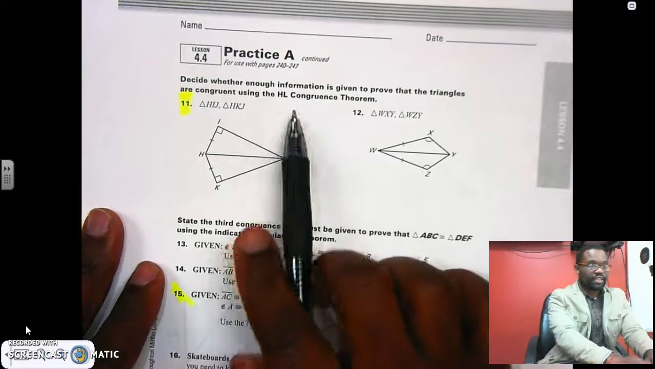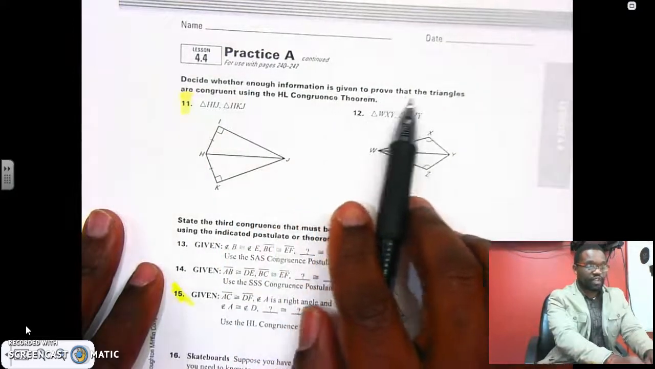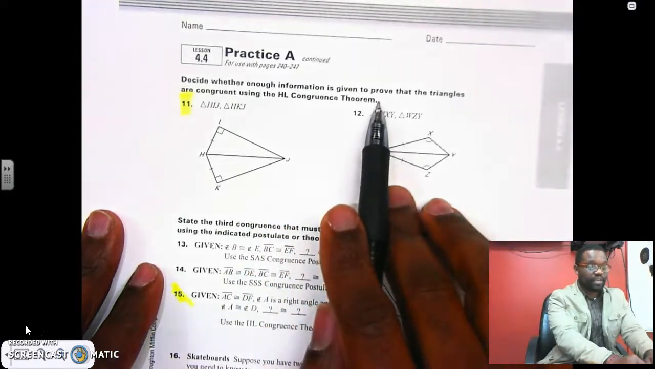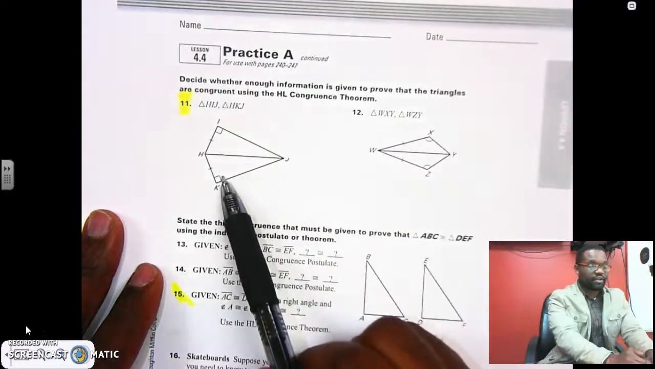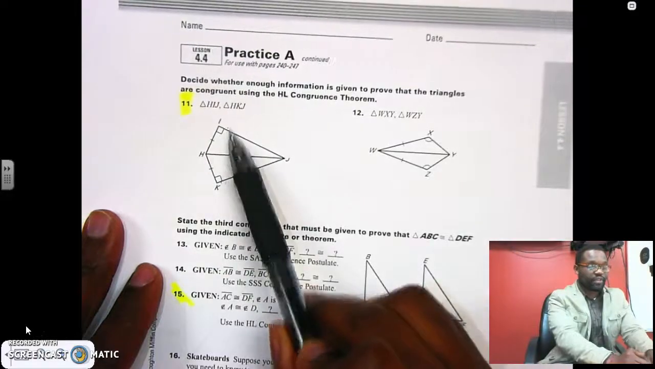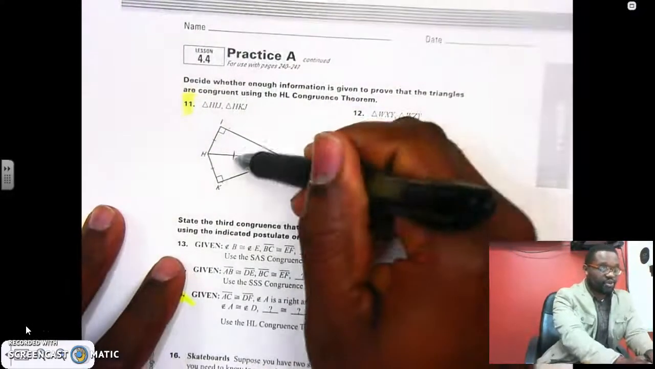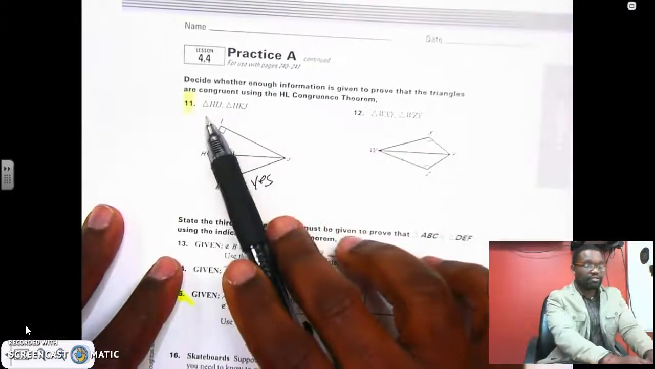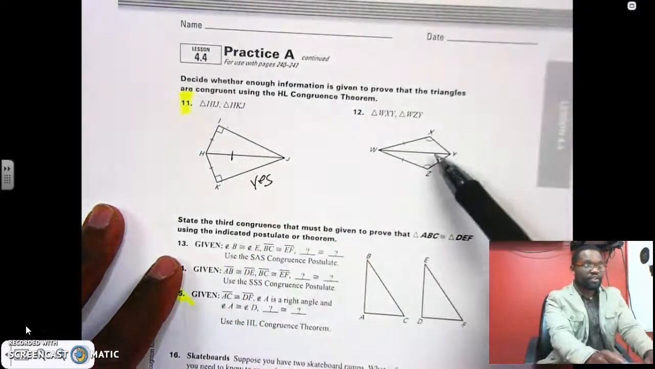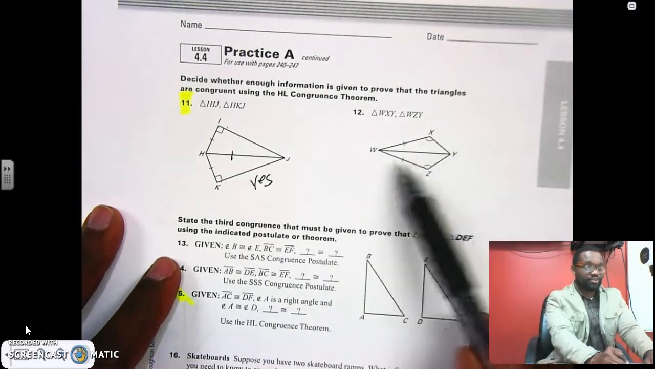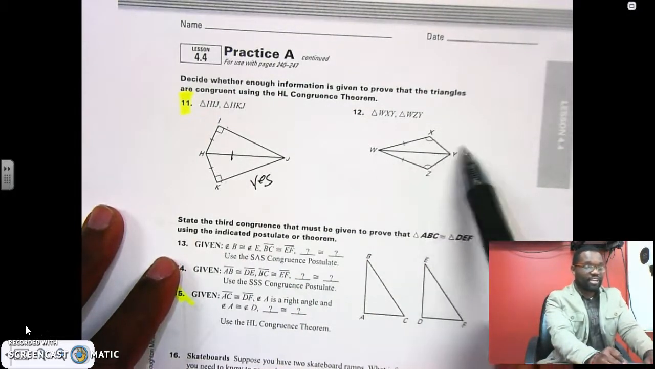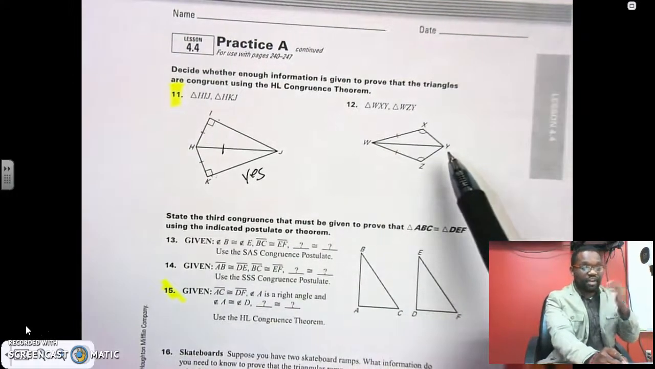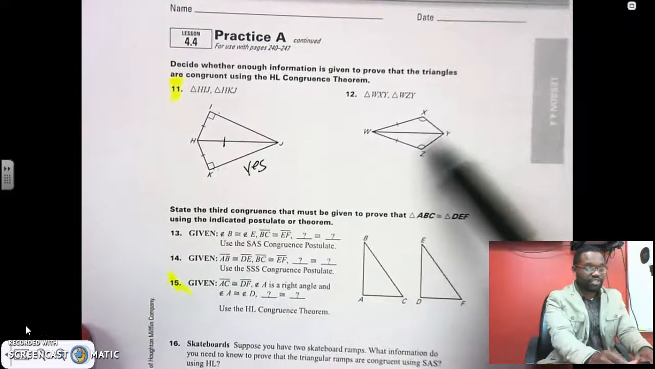Decide whether there is enough information given to prove that the triangles are congruent using the hypotenuse leg theorem. Okay, hypotenuse leg says you got a right triangle, which I do. You got the hypotenuse that they share, so we're cool there, and you know a leg, so yes, there's enough information to do the hypotenuse leg here. Over here, no, there's not. I don't have a hypotenuse. I don't have a right triangle. I just know that those two angles are congruent. You can only have a hypotenuse if you have a right triangle, so there's not enough information here.